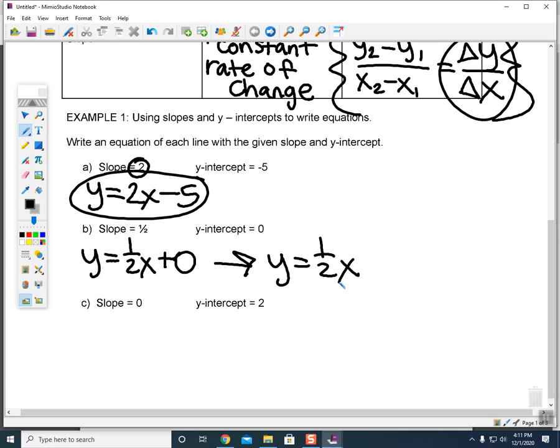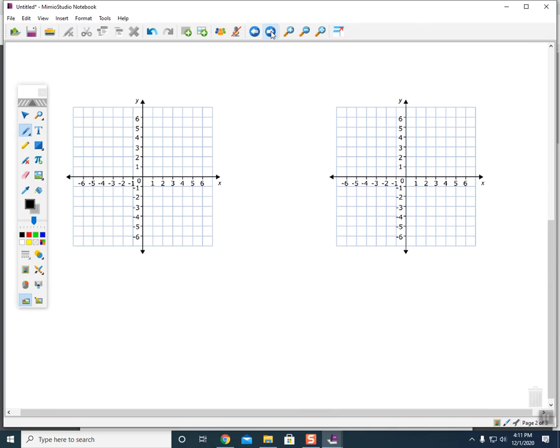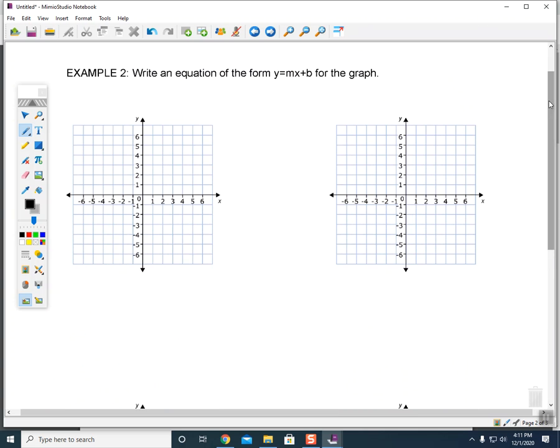Okay, the last one. My slope is 0 this time, so I would have y equals 0x plus 2. But 0 times anything is just 0, so I could just write this as y equals 2. And then I'm done. Fairly straightforward, fairly simple. When we're given our slope and the y-intercept, all you gotta do is plug it in. It gets a little bit more complicated later on.